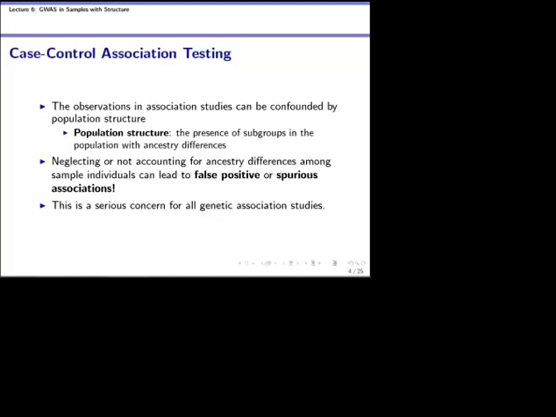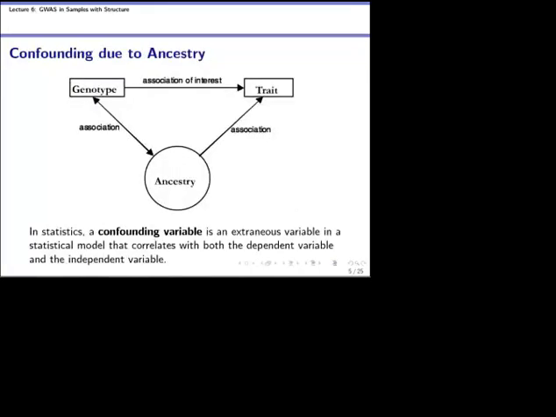Are your results due to you finding a SNP or a genetic region that's truly associated with the trait, or is it somehow explaining something else such as ancestry? Okay. So in statistics, a confounding variable is an extraneous variable in a statistical model that correlates with both the dependent variable and the independent variable. Okay, so what we want is the relationship. We want to know, does genotype associate with or influence our trait?